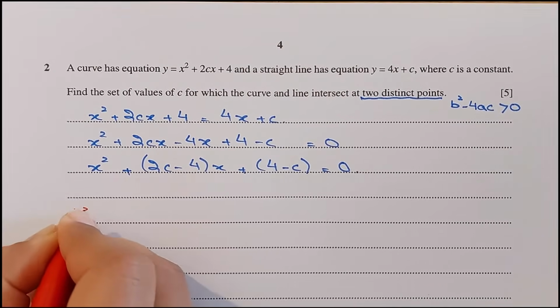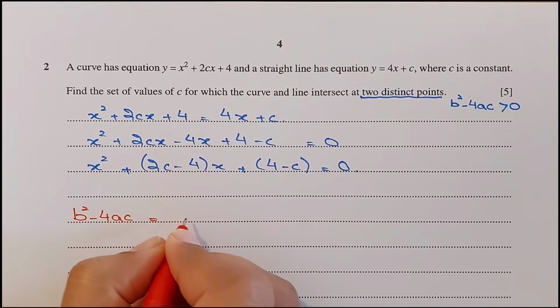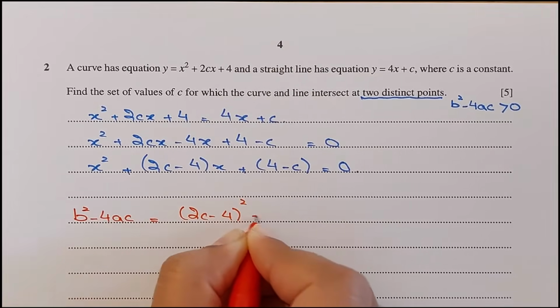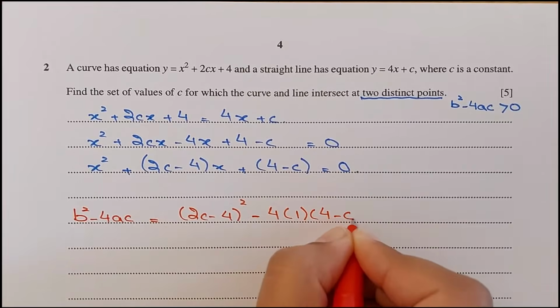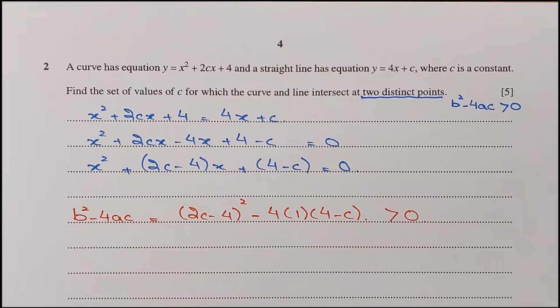So what is b square minus 4ac? b square, b is 2c minus 4, squared, minus 4 times a, which is just 1, and c is 4 minus c. This is greater than 0 when it intersects at two distinct points.